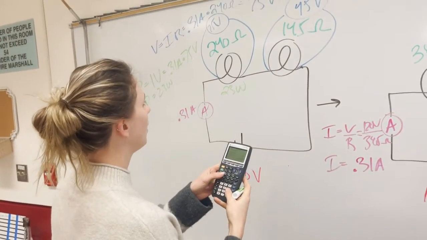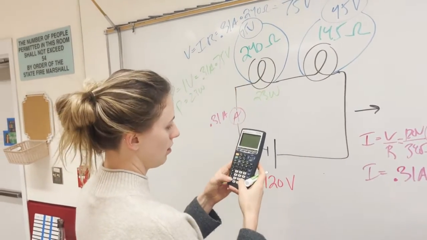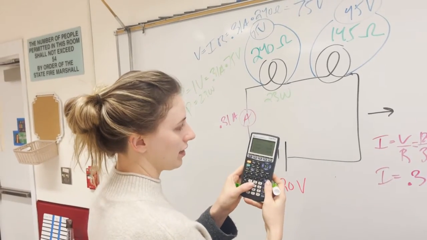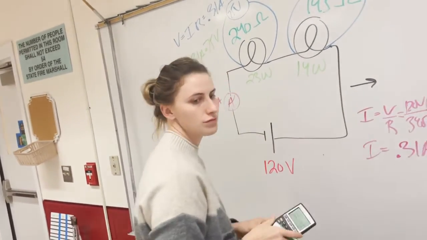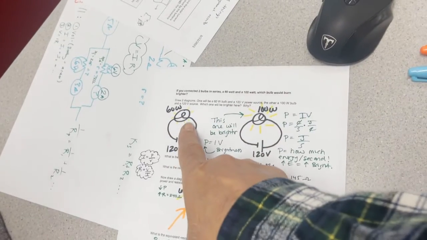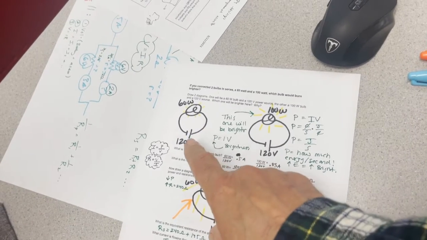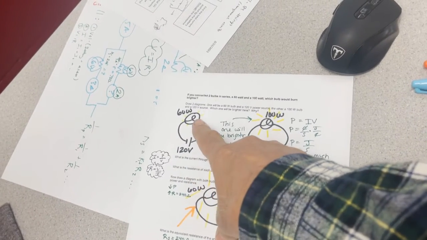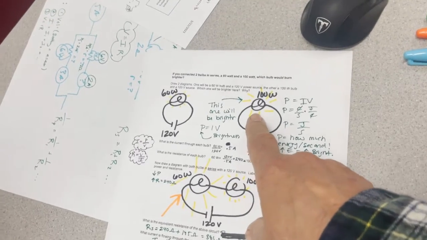Okay, and then we'll do 0.31 times 45, right? And I get, we'll call it 14 watts. Okay, now I'm going to stop right here and let's take a look at this. Remember, we started off with a power rating of the bulb when it was in the circuit by itself. If you give it 120 volts, it'll give you 60 watts. If you give it 120 volts, this will give you 100 watts.